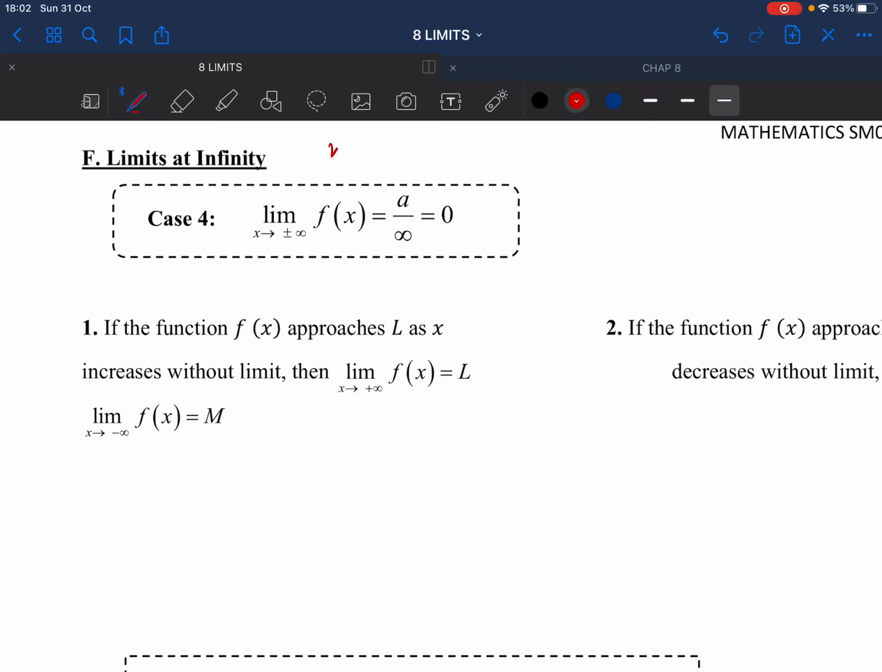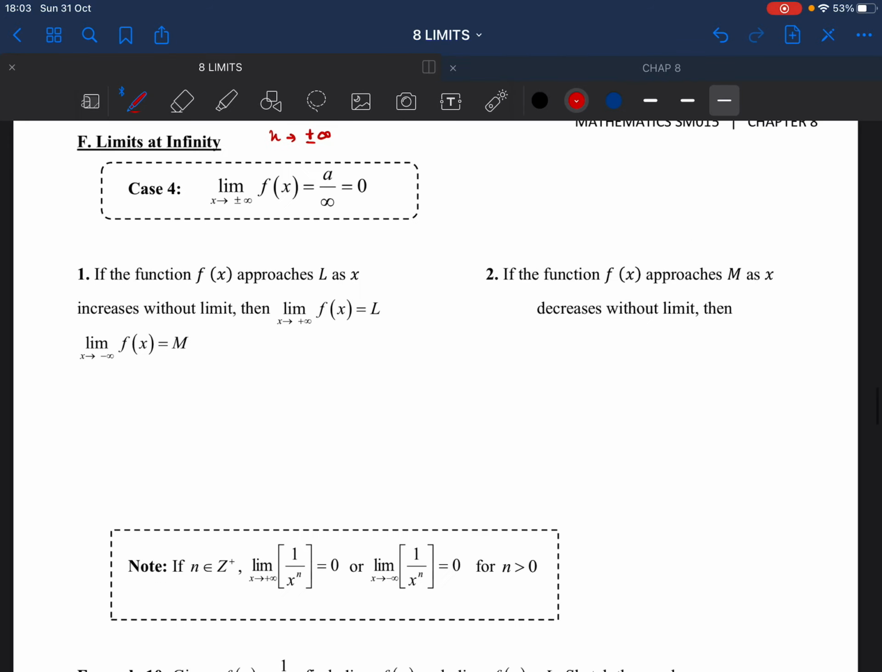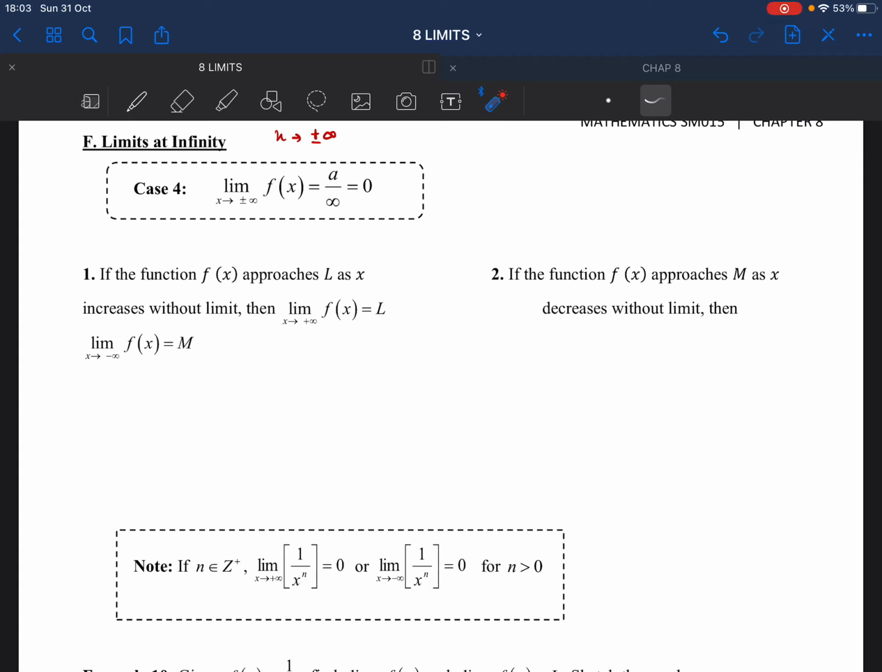So here is for x approaching positive and or negative infinity. The first thing that you have to do when evaluating your limit is to see whether x approaches a constant a or positive or negative infinity. So here, if the function f(x) approaches L as x increases without limit, then limit f(x) as x approaches infinity is equal to L. So what does it mean?